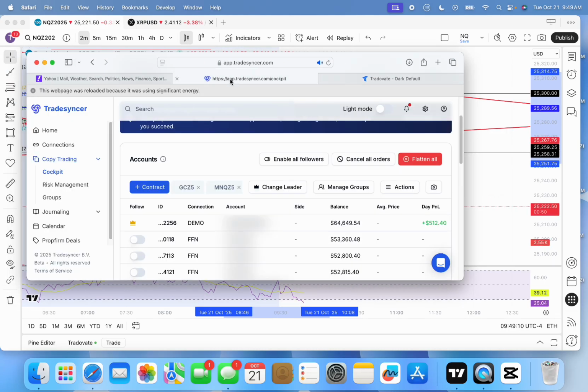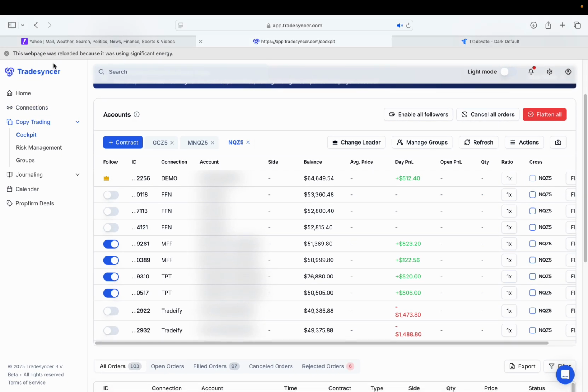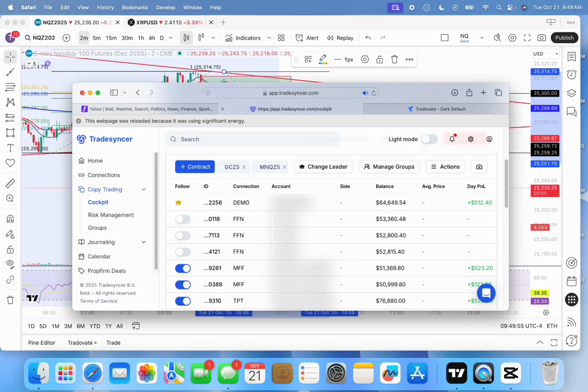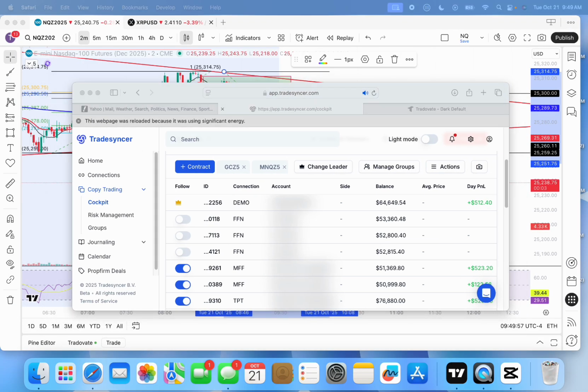Let's see. All right. I don't understand this. Look at that. 1, 2. Don't understand why these aren't syncing. I'm gonna go real quick and pull up my accounts separately and see what the heck.